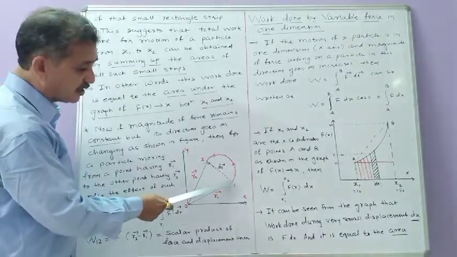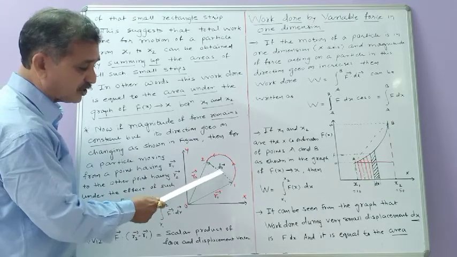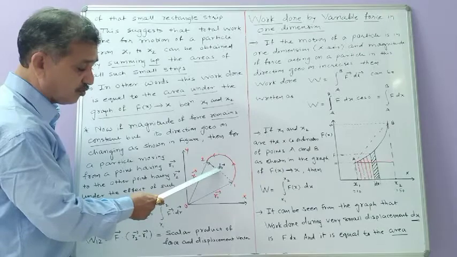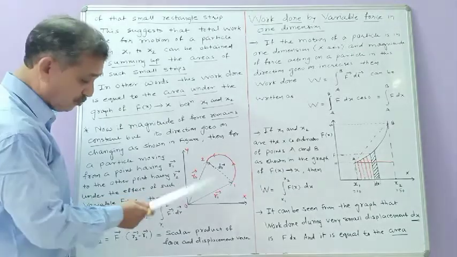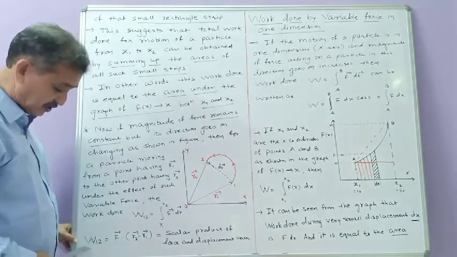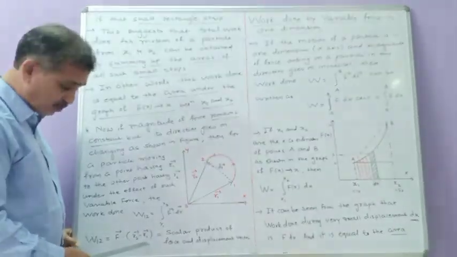So the displacement vector from 1 to 2, according to the method of triangle, is vector r1 plus vector dr equal to vector r2. So dr will be equal to what? You will get r2 minus r1. So you can replace this dr by r2 minus r1. So W12 equal to F dot (vector r2 minus r1).